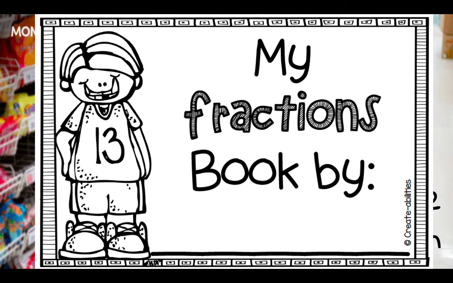The book that you are going to be having, you should already have in front of you. I gave it to you when I gave you your little math checklist. It looks like this. It says My Fraction Book by, and you need to write your name on that line. If you don't have your fractions book, a pencil, and obviously your iPad because you're watching this video, you need to make sure that you have those three things to be successful with this lesson today.